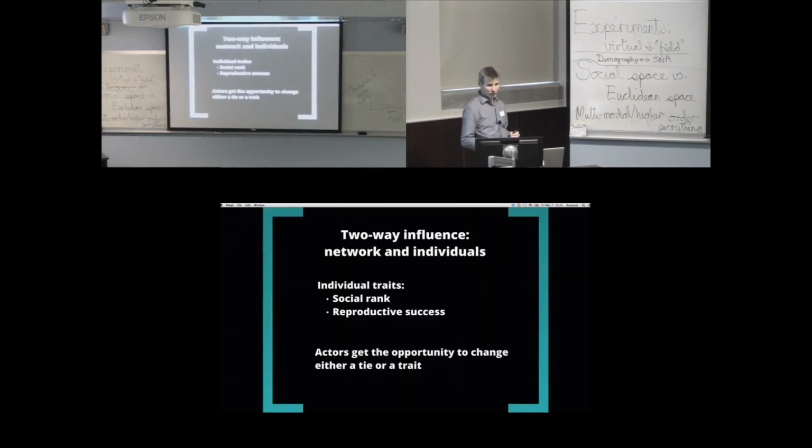So the next step would be to actually test how the network affects its members. So in the hyenas, we can test for changes in social rank, although it is very rigid. It does change from time to time. And we can test for reproductive success. And in terms of the SIENA modeling, it means that in each of these micro steps, actors will get the opportunity to change either a tie or a trait value. So I can actually test how a trait value changes, and not only the network itself, and see how the network affects its members.